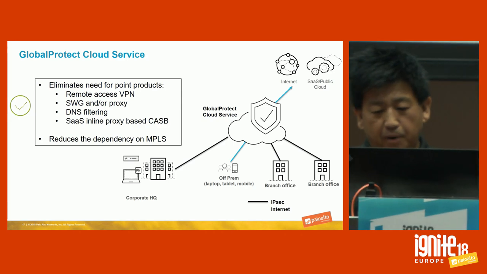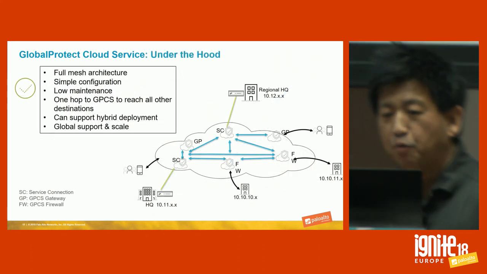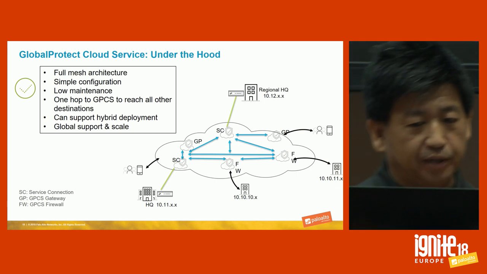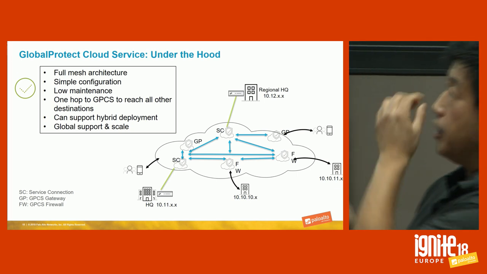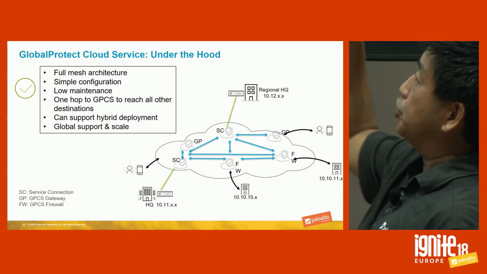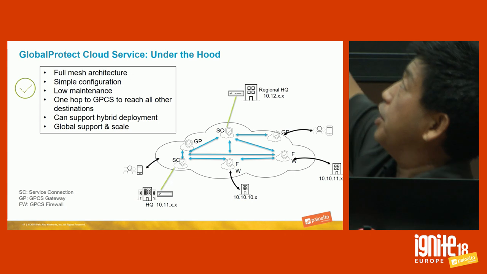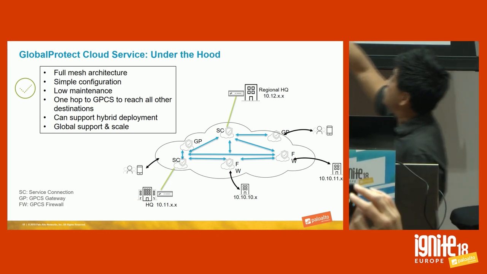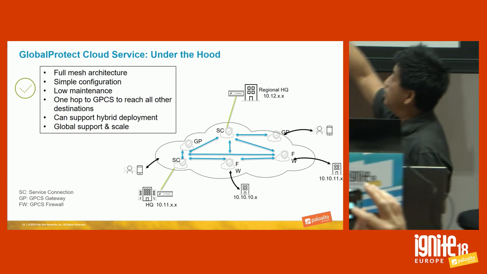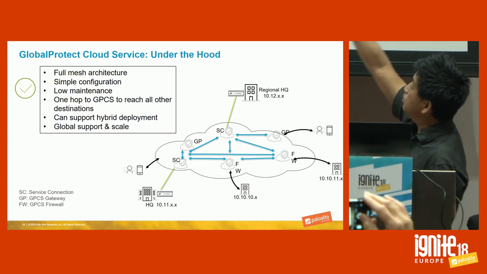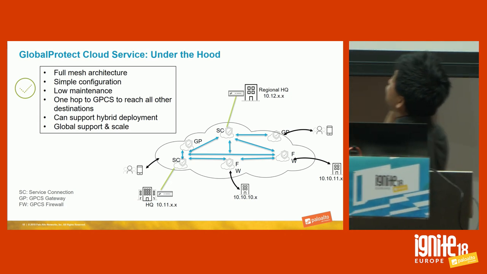The other part that we're looking at is that if you were to dig deeper under the hood about what GlobalProtect Cloud Service is doing, you can see that this is actually configured as a full mesh VPN, and let me walk through what you're seeing here. Offices are connected to a cloud-based firewall. So all these offices are connected to the cloud-based firewall. And all those cloud-based firewalls that are marked FW are connected in full mesh.